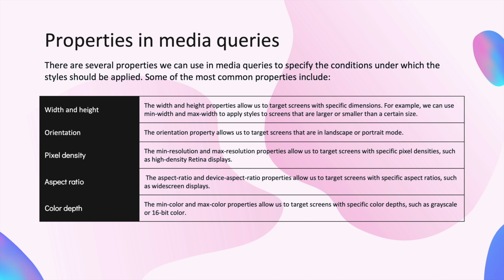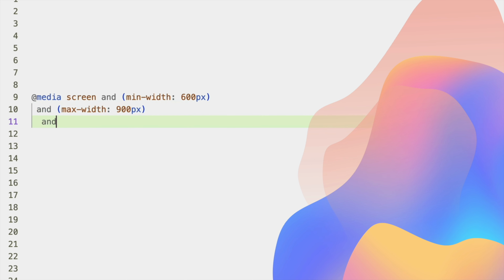Let's say we want to create a media query that applies styles only when the screen width is between 600px and 900px, and the screen is in landscape mode. Here's what the media query would look like. In the CSS rules block, we can specify any styles we want to apply when the conditions are met. For example, we might want to change the font size, adjust the layout, or hide certain elements.